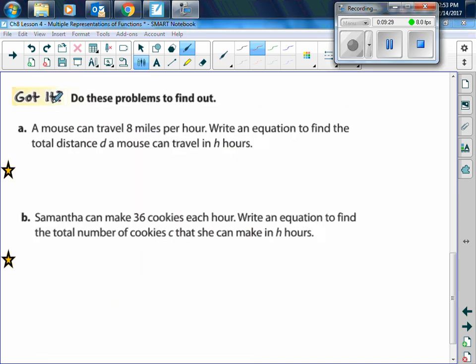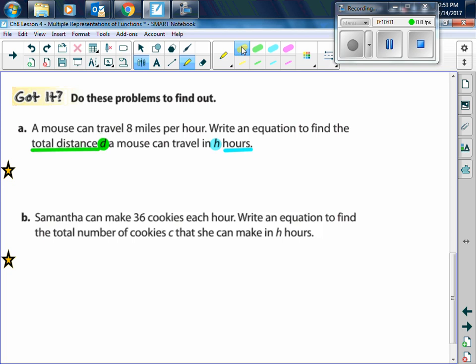For Got It, letter A, a mouse can travel 8 miles per hour. Write an equation to find the total distance, D, a mouse can travel in H hours. So here, we want to find the total distance, D, a mouse can travel in H hours. Those are my two variables. Now I'm going to go back to the words and see what phrase will help me figure out what I need to do here.